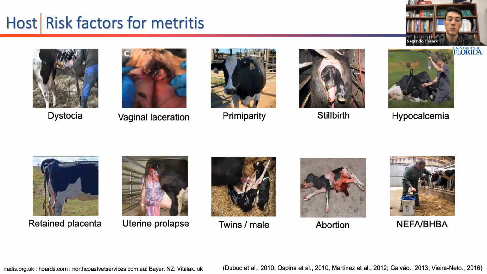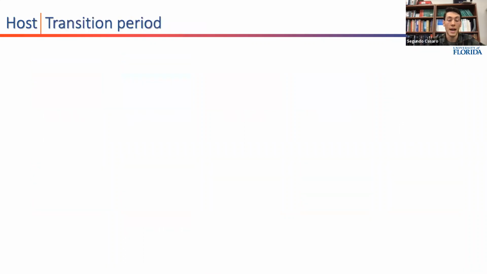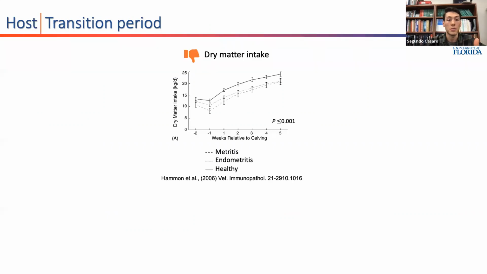Another thing that we have to keep in mind regarding metritis is that the cows are transitioning into lactation in this period, and it is well known that this period is characterized by a decrease in dry matter intake. This is a study that was conducted by Hammond. You can see that cows that develop metritis have a sharper decrease in dry matter intake when compared with cows that did not develop metritis.